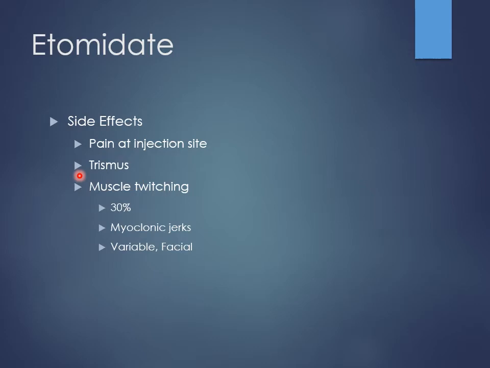Some docs are a little bit more gun shy about using Etomidate because of this, usually if they've had a bad experience. But just know that is one thing that can occur. You may see some myoclonic jerks, things like that. However, that's just related back to the actual drug. This will be important too because we'll talk about one of our paralytic agents that actually causes the same thing. So you want to be watchful for that.